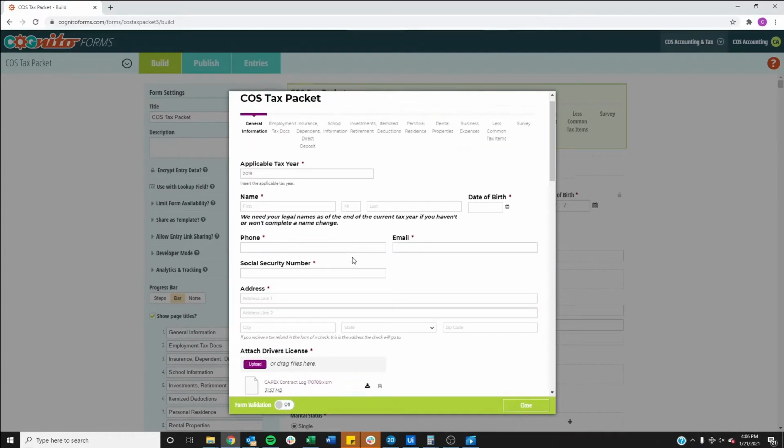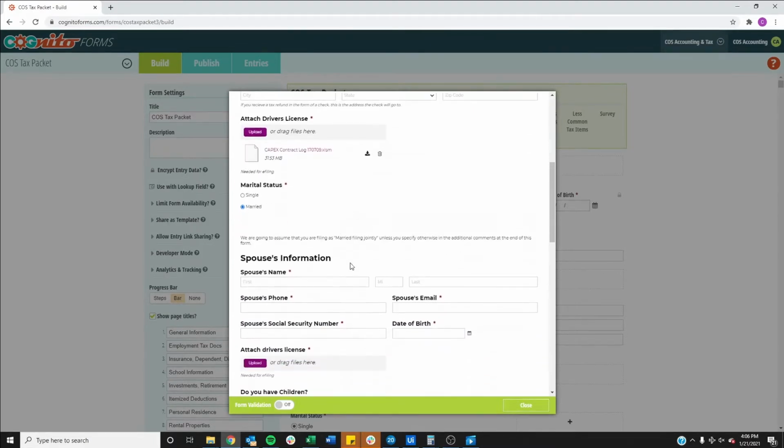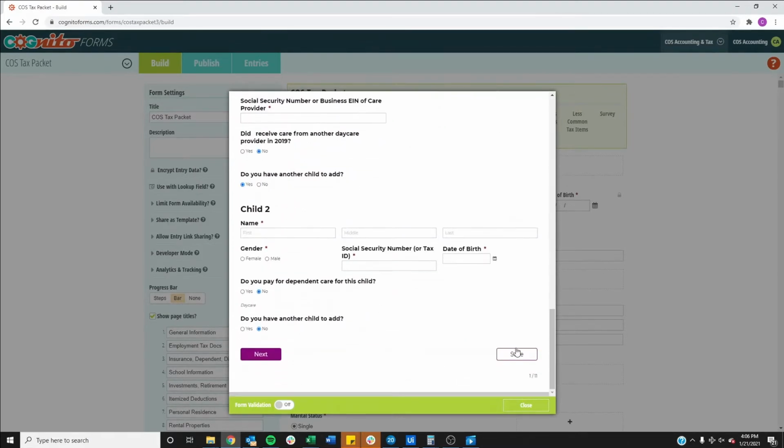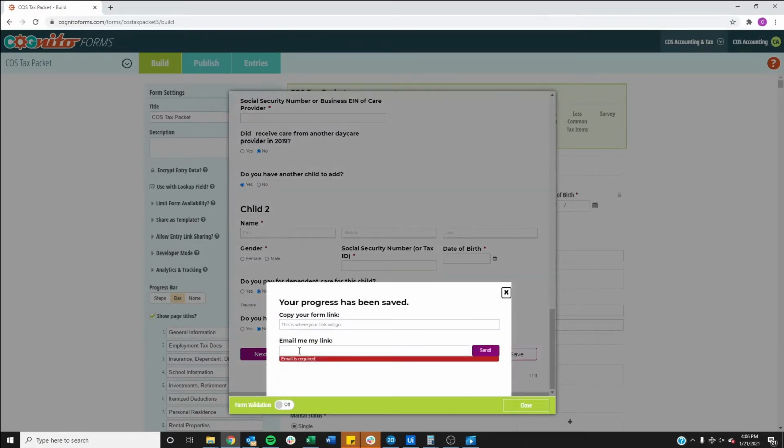If at any time you need to close out to be able to find additional information, but would like to save what you've already filled out, at the very bottom there's a save button, which allows you to email a link to yourself to return to the same form you were filling out.